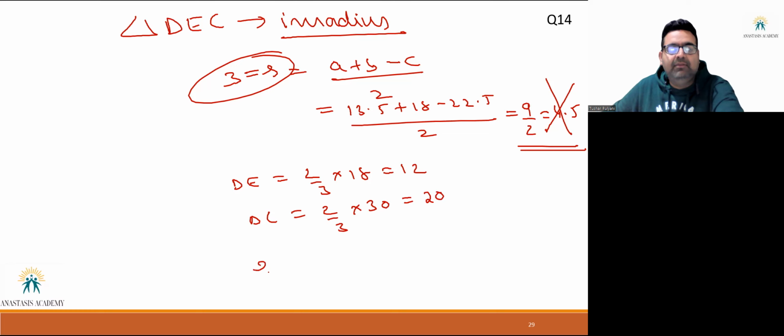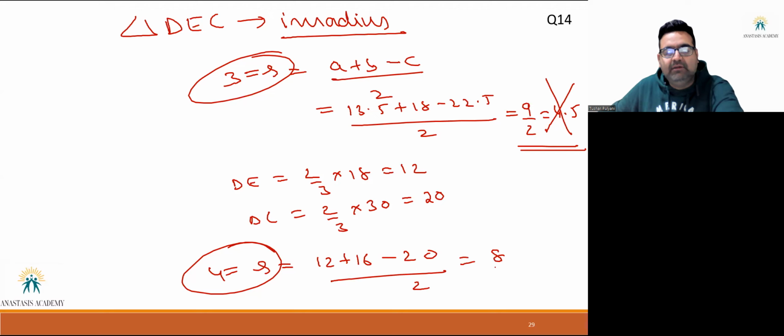So now when you apply the in radius, assuming it to be 4, it will be 12 plus 16 minus 20 divided by 2, which is 8 by 2, which is nothing but 4. So here there is consistency.